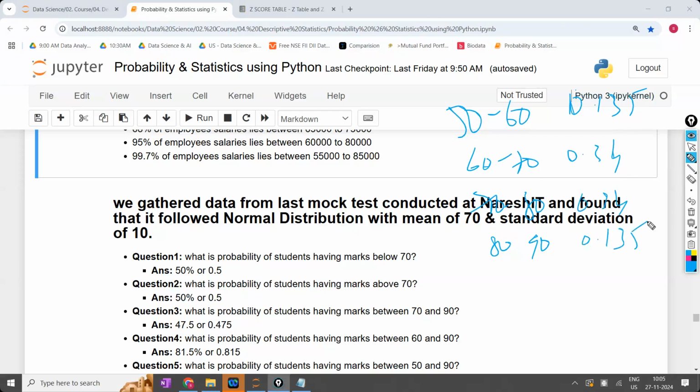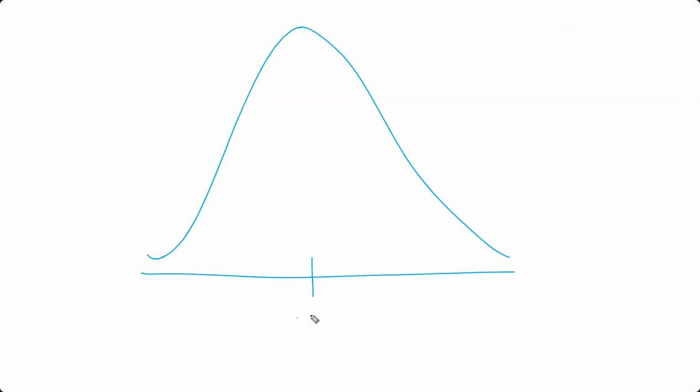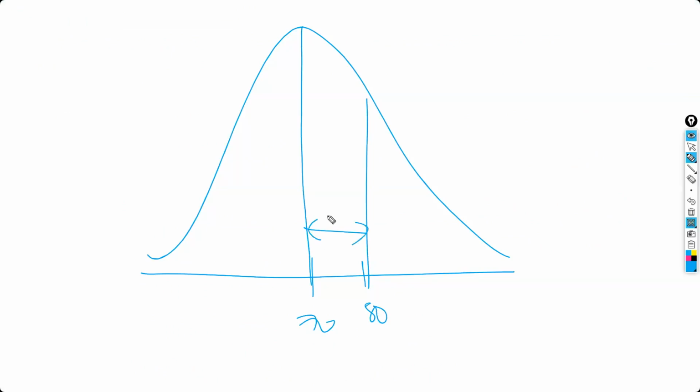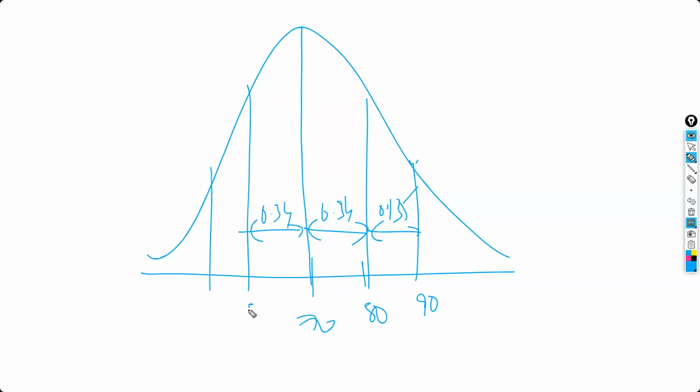Oh, you are confusing unnecessarily. I asked you to draw the diagram. Have you drawn the diagram or not? First tell me that one. In the diagram, from 70 to 80 write 0.34, from 60 to 70 write 0.34, and from 50 to 60 write 0.135 in the same diagram.